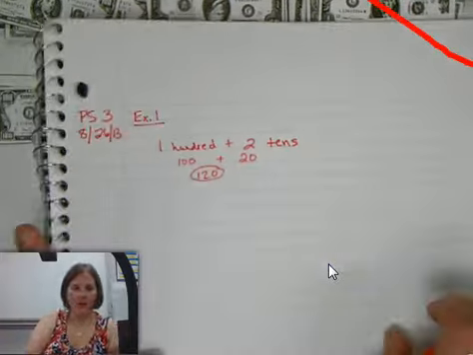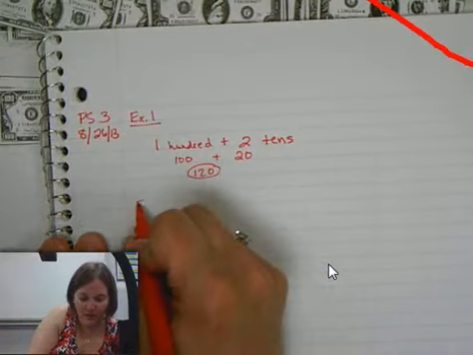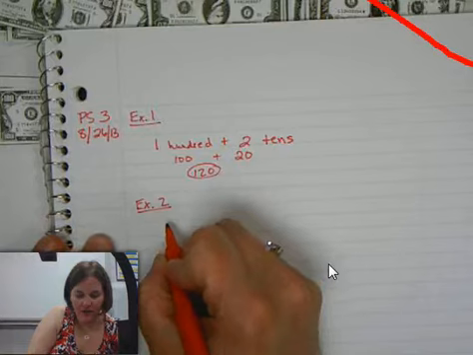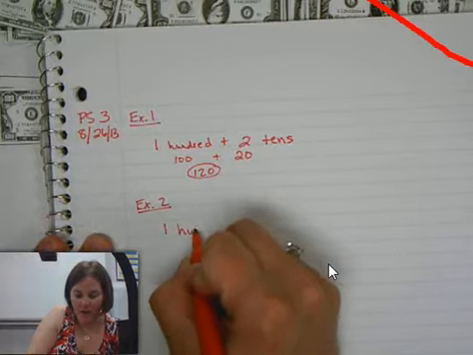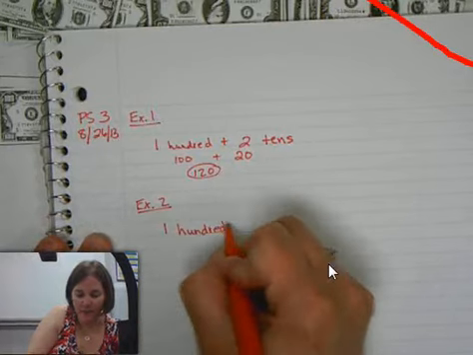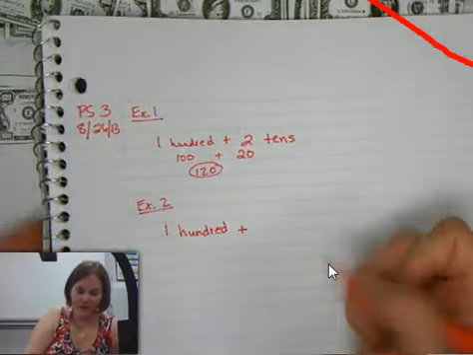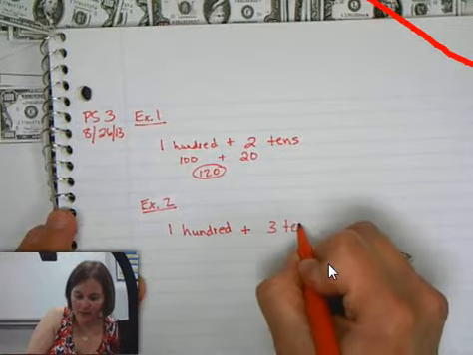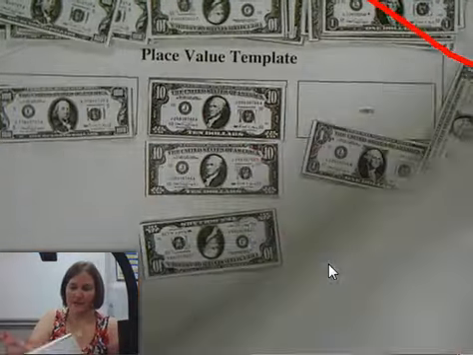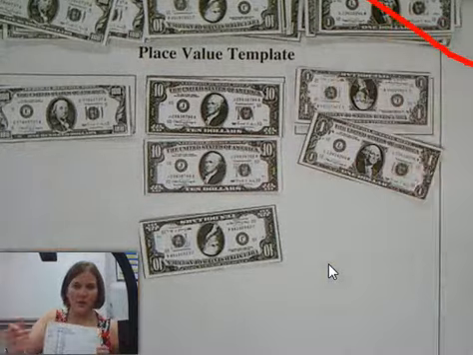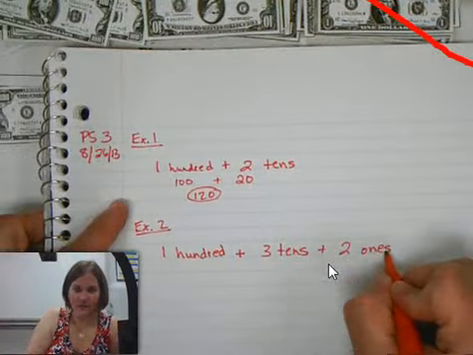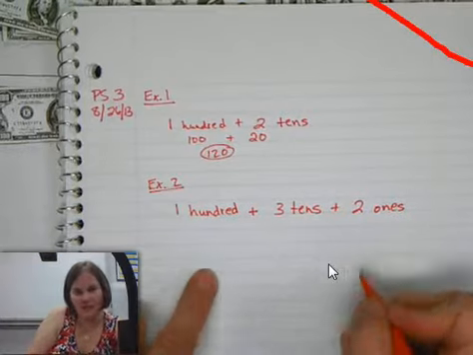So what I want you to do in your notebook is put EX2 for example 2, and you're going to write in expanded form 100 plus, what do we have? 3 tens plus, what else do we have? 2 ones. Okay, and then I want you to use digits underneath that.